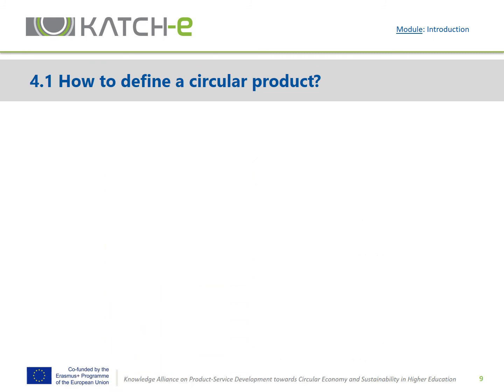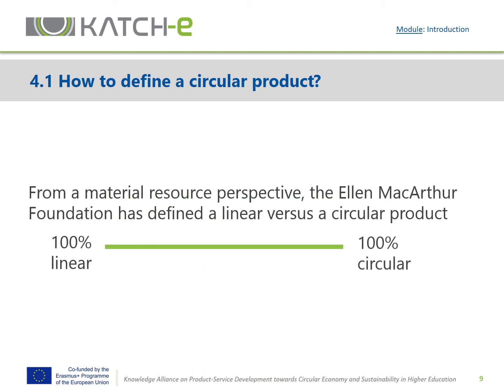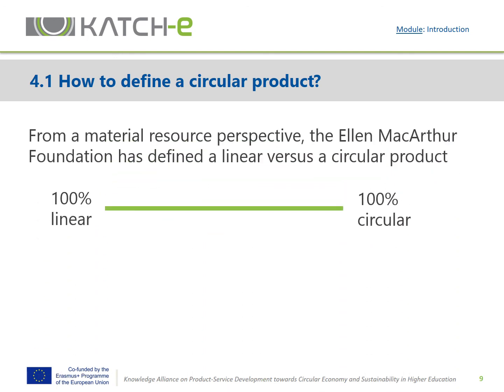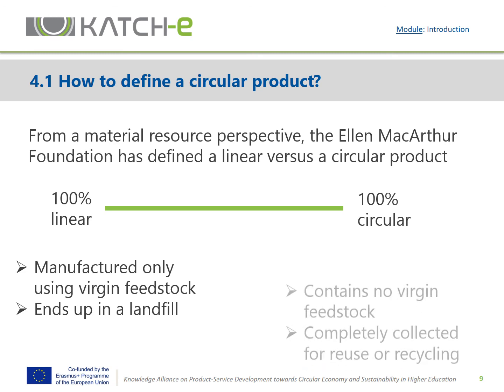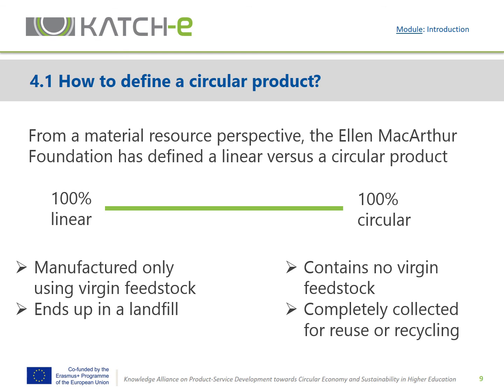From a material resource perspective, the Ellen MacArthur Foundation has defined a linear versus a circular product. The 100% linear product is manufactured only using virgin feedstock, and it ends up in a landfill. The 100% circular product contains no virgin feedstock and is completely collected for reuse or recycling. But the 100% circular product is theoretical, since there will always be losses related to collection, reuse, and recycling.